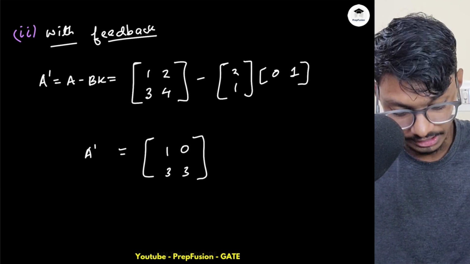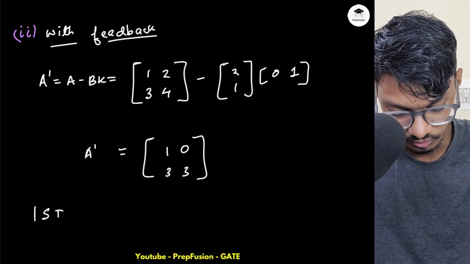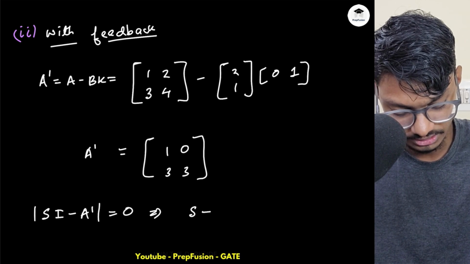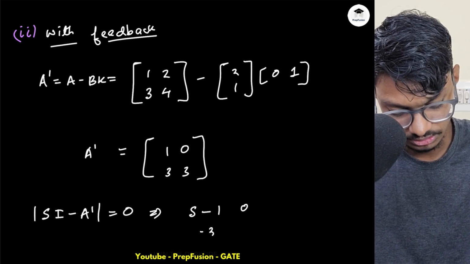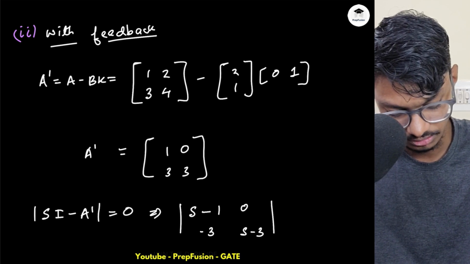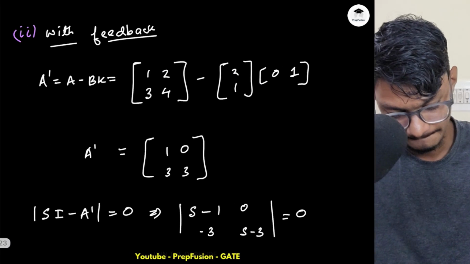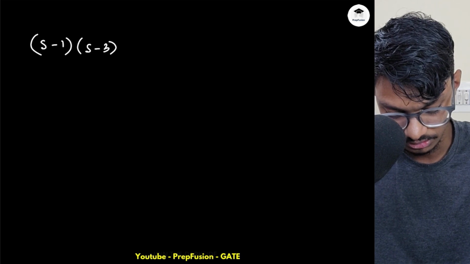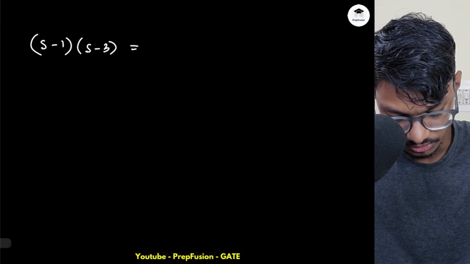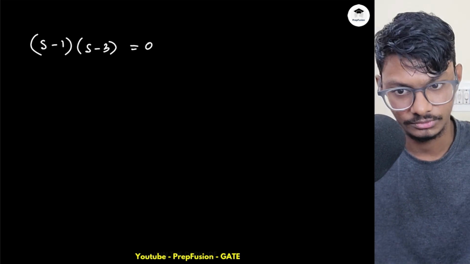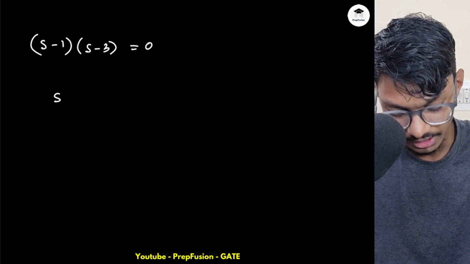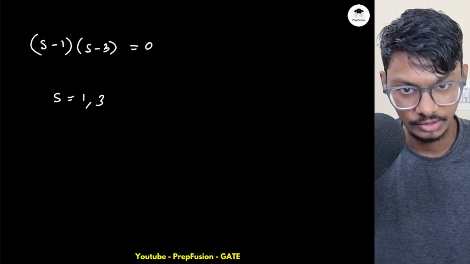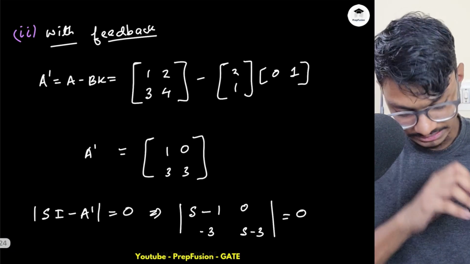Now what will be the characteristic equation? The characteristic equation will be the determinant of sI minus A dash equals 0. So it will be the determinant of [S minus 1, 0; minus 3, S minus 3] equals 0, and what will this equal? This will be (S minus 1) into (S minus 3) equals 0. So this time my pole locations are simply S equals 1 and 3. Although they didn't move totally to the left hand side, at least we can observe that the pole locations are changing.